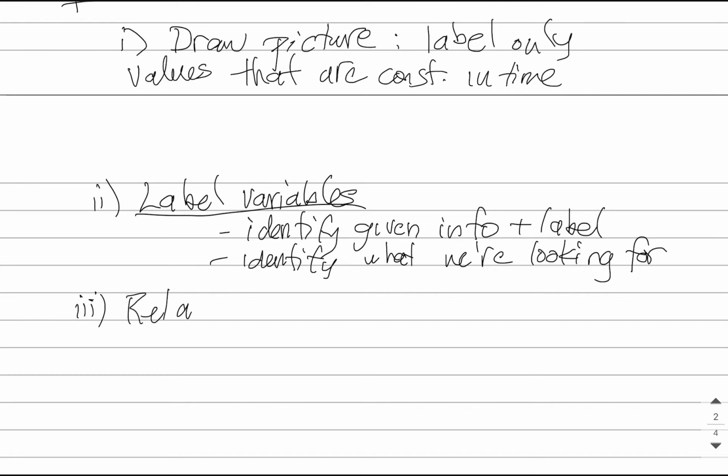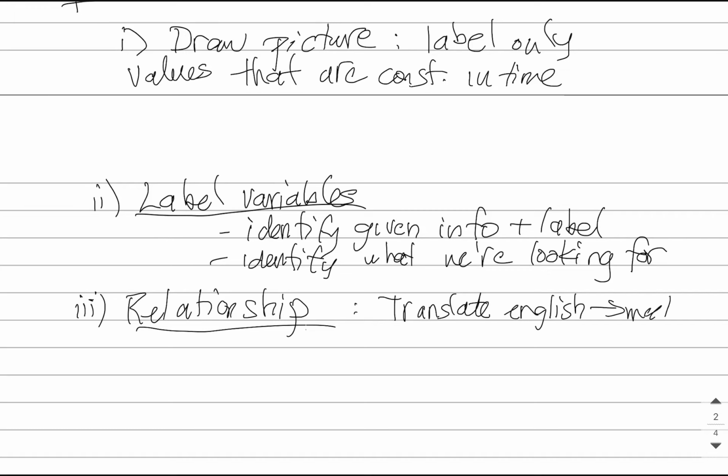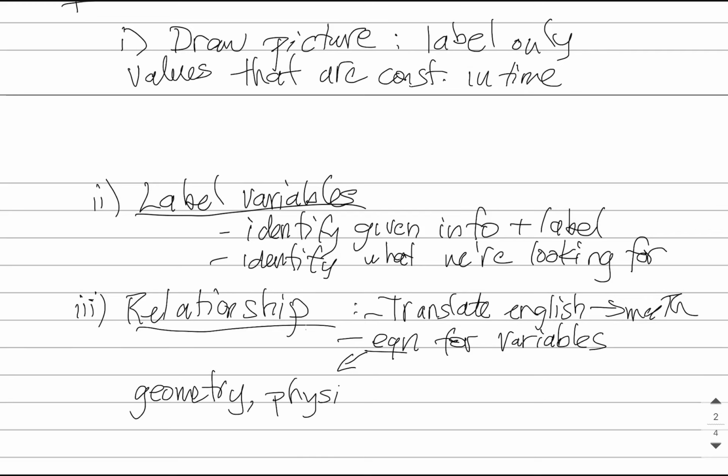The next step is kind of the trickiest one. We need to have a relationship between our variables. We need to translate the English into math. And then what we need is an equation for the variables, an equation that relates the variables. Now, this equation could come from a lot of different places. It could come from geometry, it could come from physics, etc. But to try to get the idea and give you simple things to practice, for the most part, this will relate to geometry.